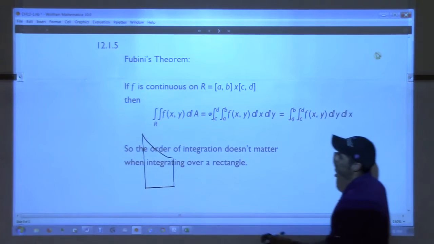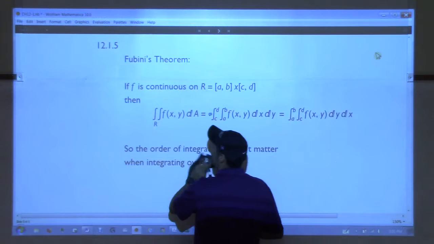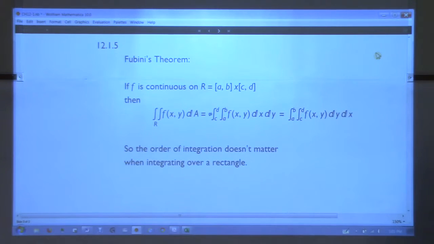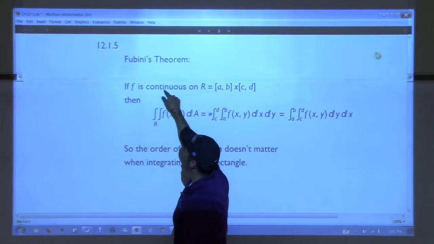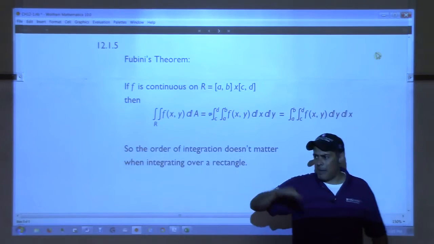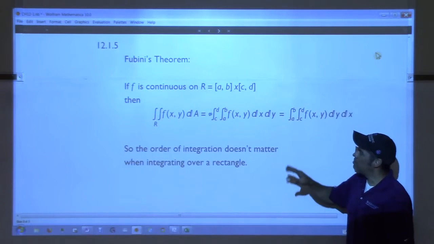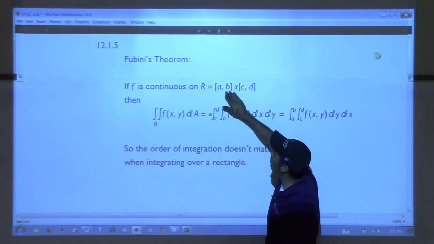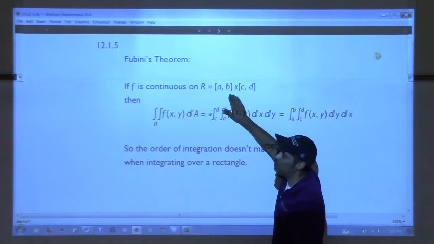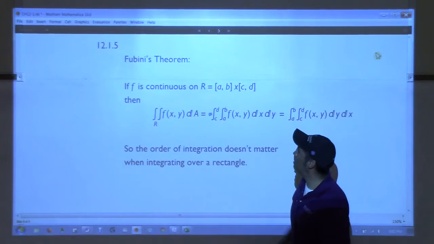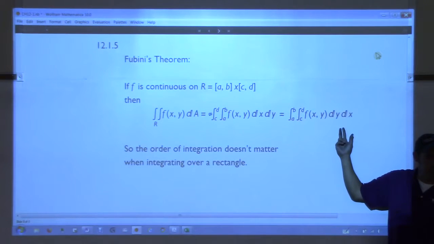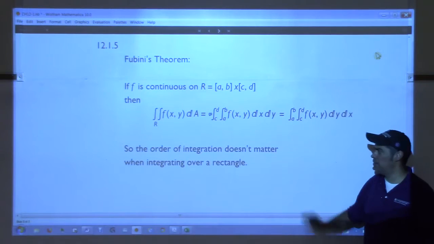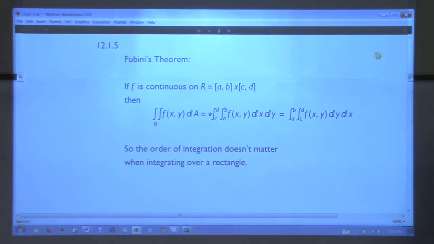Okay, so here is the actual theorem, okay? Fubini's theorem says that so long as your function is continuous, so as long as your surface doesn't have any crazy things happening, asymptotes, holes, as long as we're continuous on the entire rectangular domain, this has to be a rectangle for this theorem. As long as you're on a rectangular domain, the order of integration does not matter. So this is me formally saying you don't need to worry about it, all right? That's what allowed us to do that last problem and reverse the order.